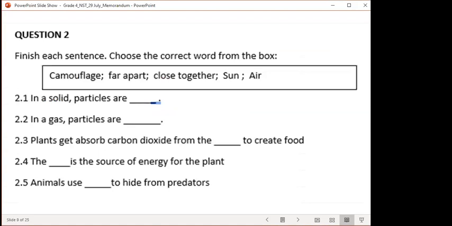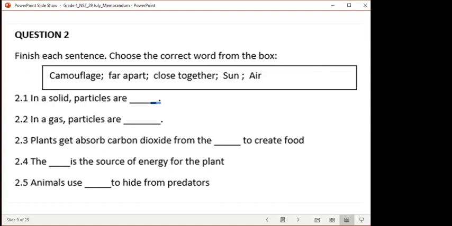Yes, question 2. It said, finish each sentence. Choose the correct word from the box. So we have the words camouflage, far apart, close together, sun, and air. So it's question 2.1, 2.2, 2.3, 2.4, as well as question 2.5, and each question is 1 mark. You need to finish the sentence with the words given in this box, and we're going to start with Tyron for question 2.1.